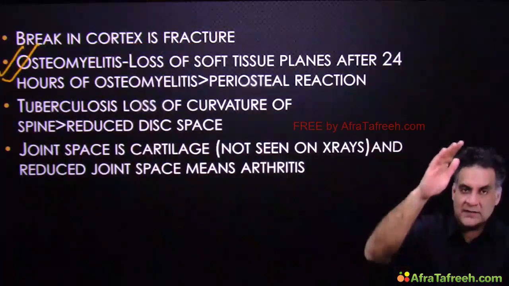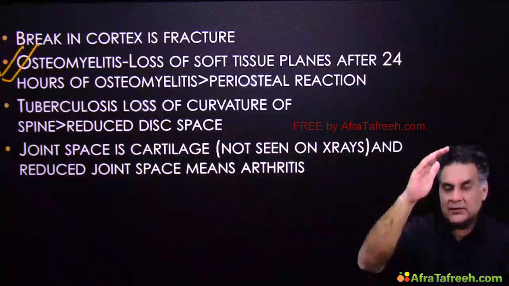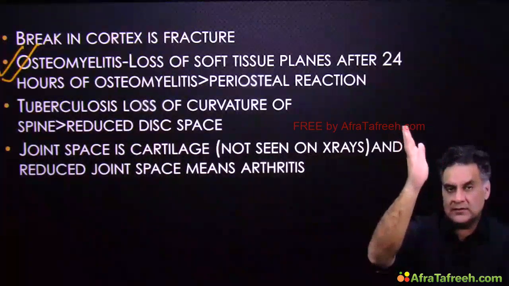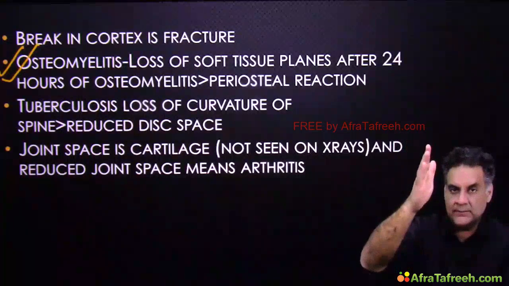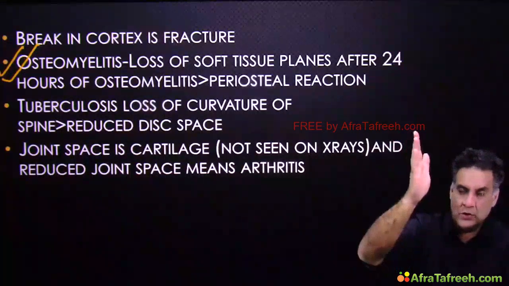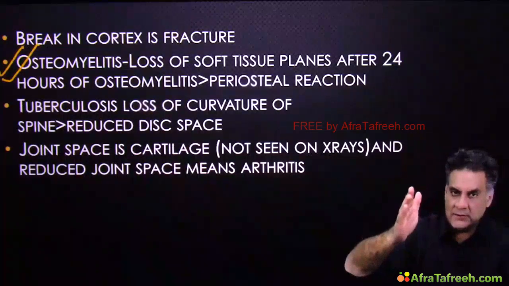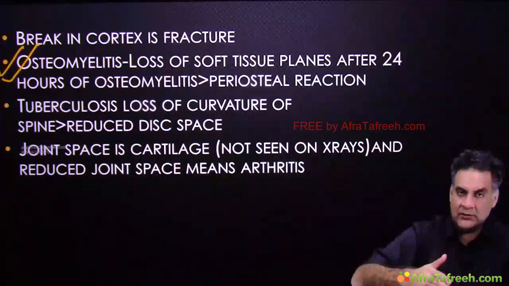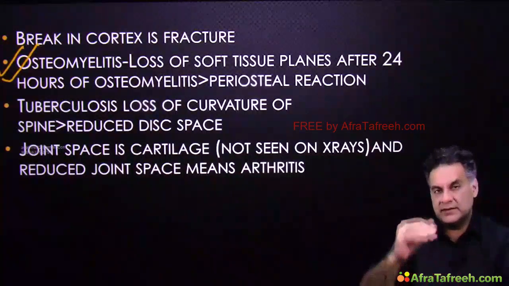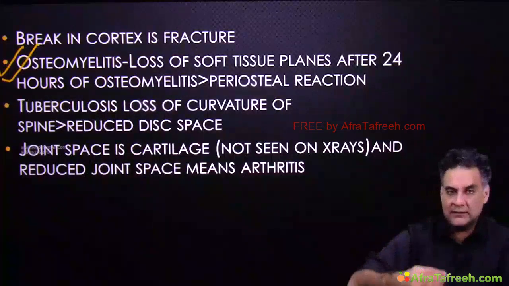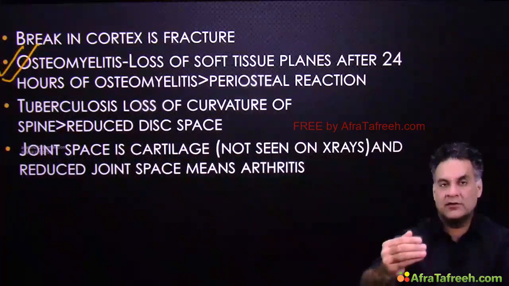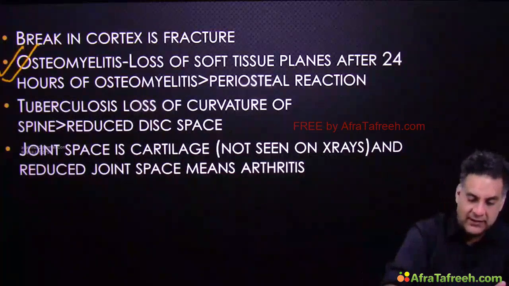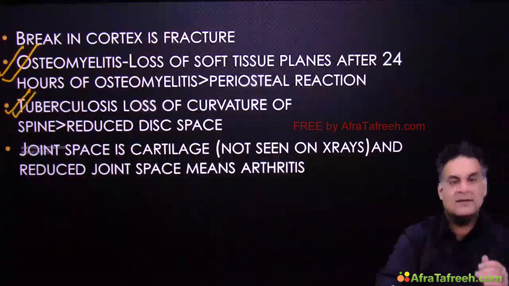The soft tissue changes. Whenever you have a spine, you have curvatures. Cervical spine goes in, called cervical lordosis. Thoracic comes out, thoracic kyphosis. Lumbar goes in, lumbar lordosis. Whenever there is a disease of the spine, this curvature will be lost, called loss of curvature of spine, which you will see earlier than the loss of disc space.